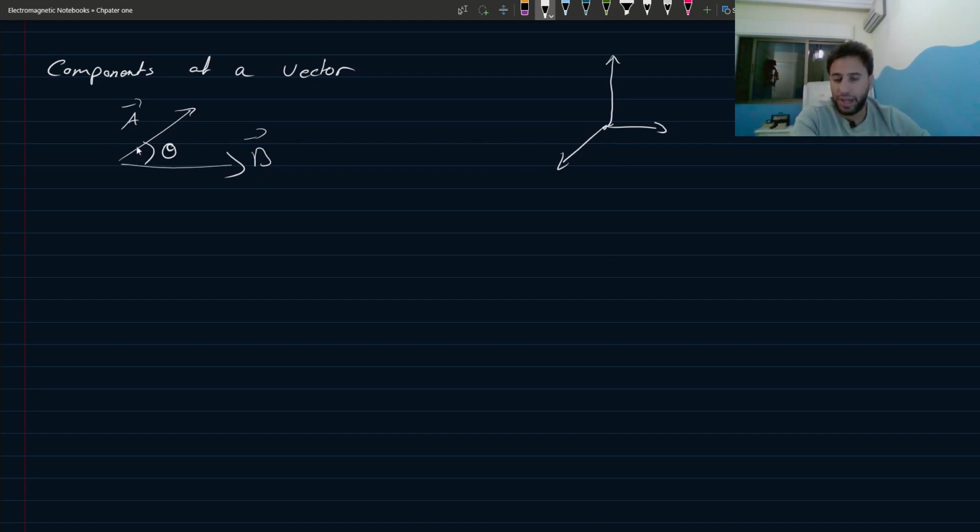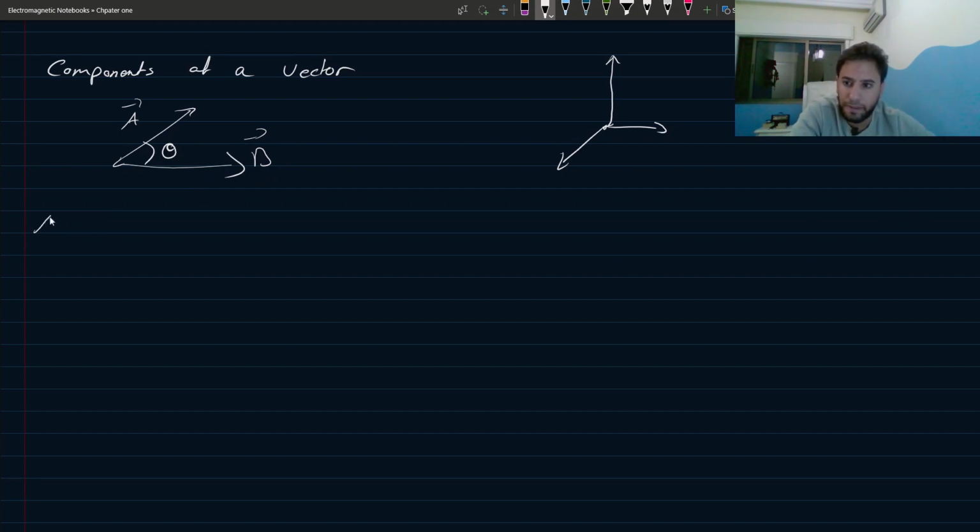You have vector A, and you want to know the component of A in the B direction. You don't want to do it in the X direction or in the Z direction or in the Y direction. You want to know what is the component of A in the B direction. And there's a way for that. It's actually very simple.